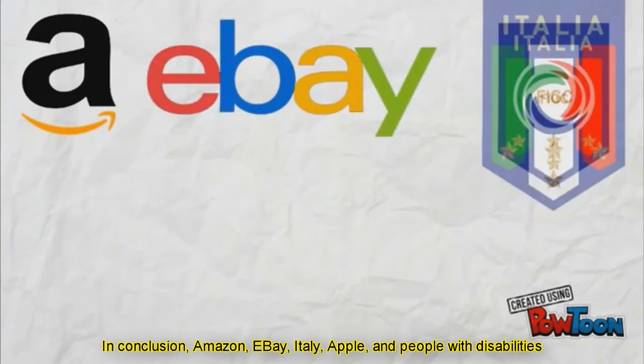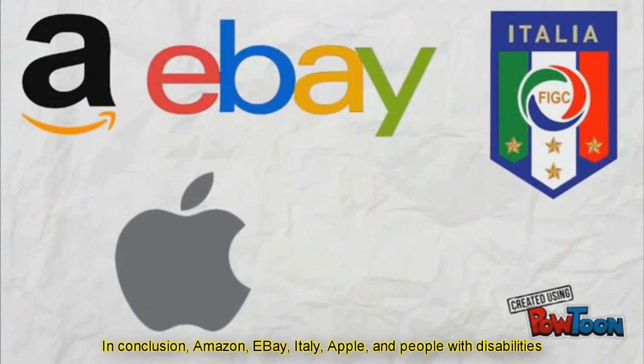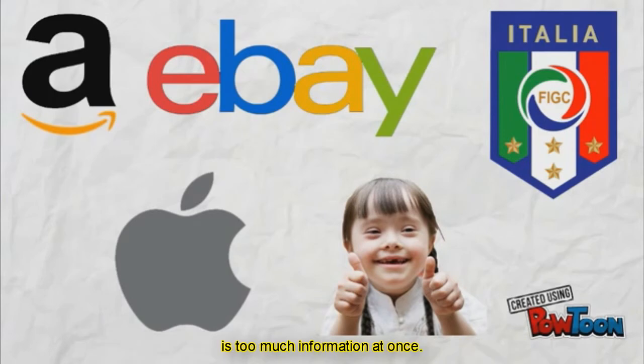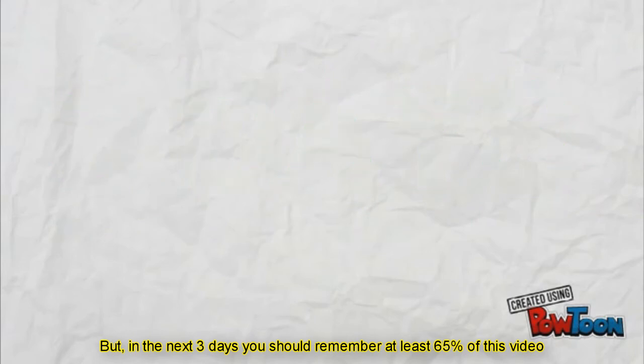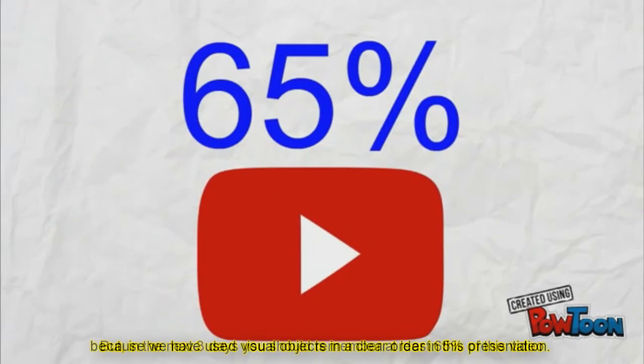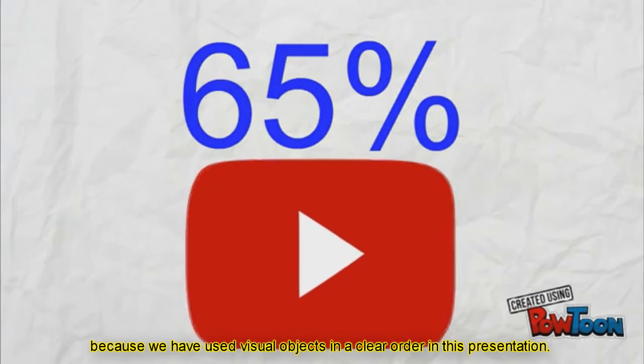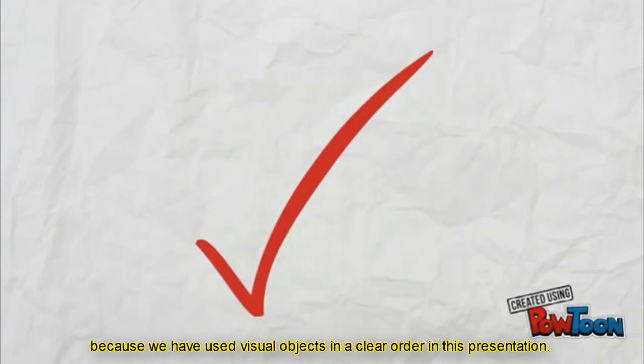In conclusion, Amazon, eBay, Italy, Apple, and people with disabilities is too much information at once. But in the next 3 days, you should remember at least 65% of this video because we have used visual objects in a clear order in this presentation.